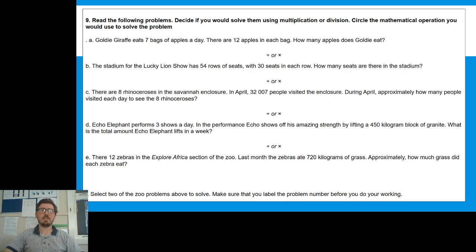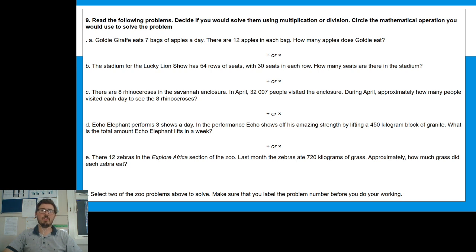Find number 9 on your worksheet. This is the last one you'll need to do. It says, read the following problems. Decide if you would solve them using multiplication or division. Circle the mathematical operation you would use to solve the problem. So I'll go through the first one. Goldie Giraffe eats 7 bags of apples per day. There are 12 apples in each bag. How many apples does Goldie eat?